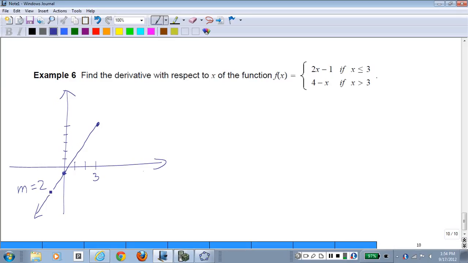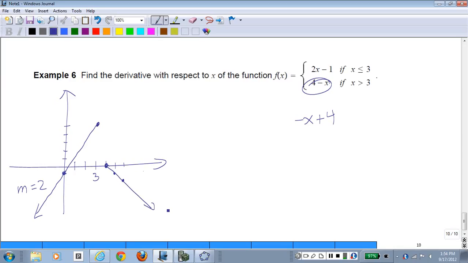Now, on the other side of 3, if we evaluate the function at 4, for example, 4 minus 4 is 0, because we have to use this expression to evaluate it when x equals 4. So 4 minus 4 is 0. 4 minus 5 is negative 1. 4 minus 6 is negative 2. If you write it as negative x plus 4, maybe it's easy to see that it has a slope of negative 1.